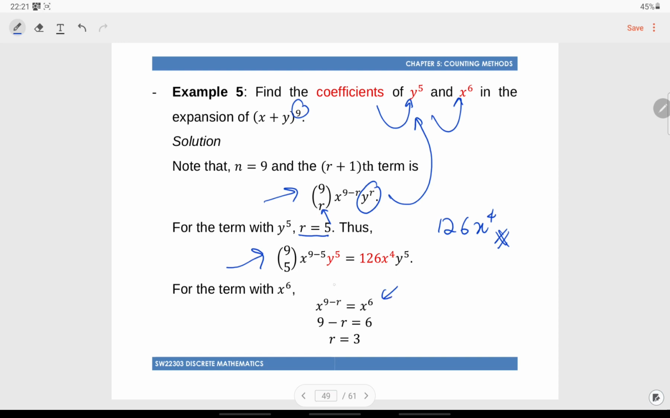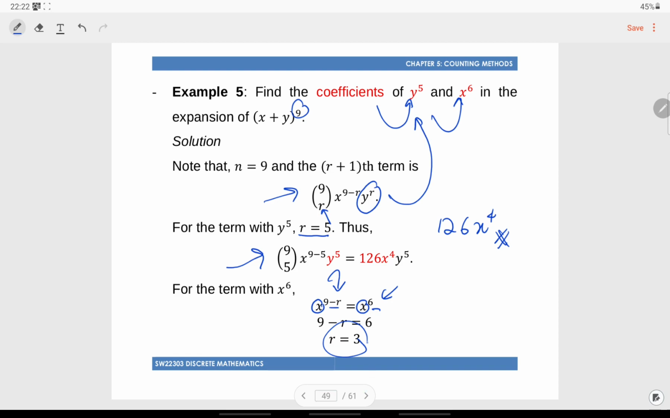Because the only unknown is r, we don't know what value of r to insert into this equation. So we can find the value of r by solving this equation: x to the power of 9 minus r equal to x to the power of 6. Because we have a common base, we can solve the exponent value. So we have 9 minus r equal to 6, which can be solved for r equal to 3.